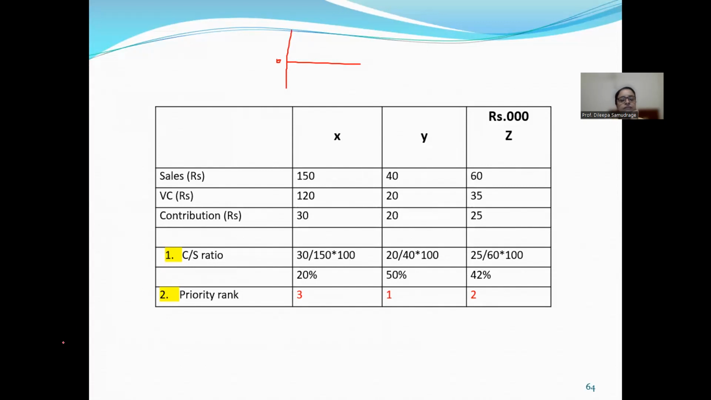Okay. Then the next step. So Y gives you highest contribution to sales ratio, 50%. So therefore, you are going to draw Y's position. So Y sales equals to 40,000 rupees. So decide the correct position of 40,000 in your graph and decide what is the profit or loss at 40,000 sales level. So tell me at 40,000 sales level, what is your profit or loss?